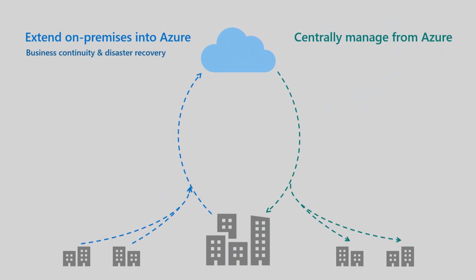Awesome. So when we think about hybrid, we actually put it into two different core scenarios. One of these is about extending on-premises into Azure. So for example, customers come to us and they go, I would love to be able to use it for business continuity and disaster recovery, for example. And so things like Azure Site Recovery allow us to do VM replication right into Azure.